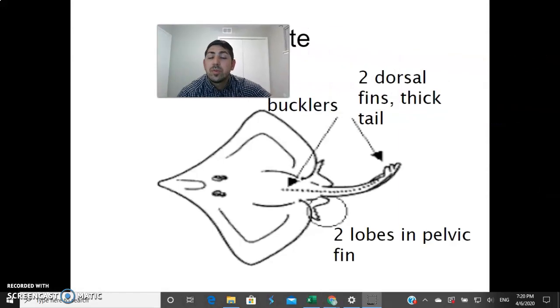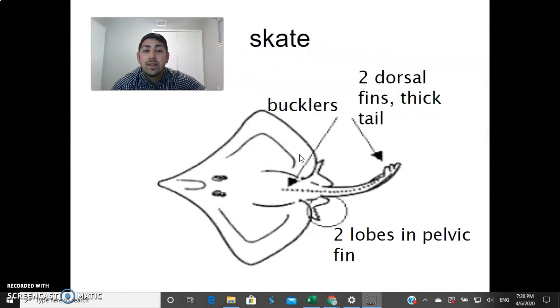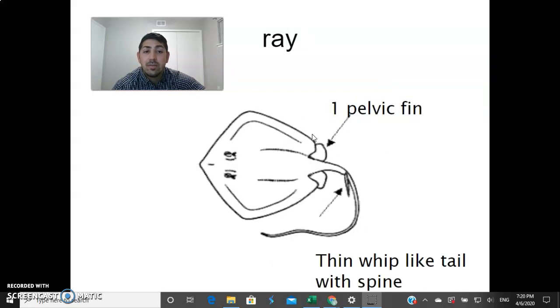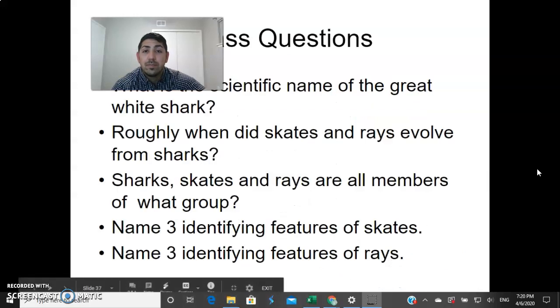So let's go through a few more things that we can tell them apart by. Skates can have 2 dorsal fins, a thick tail and bucklers, these little dots here, and they also have 2 lobes in the pelvic fin. Rays are going to have 1 pelvic fin and a whip-like tail with a spine.